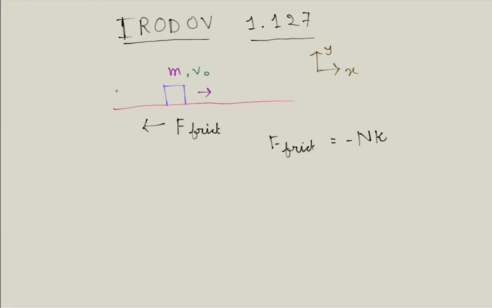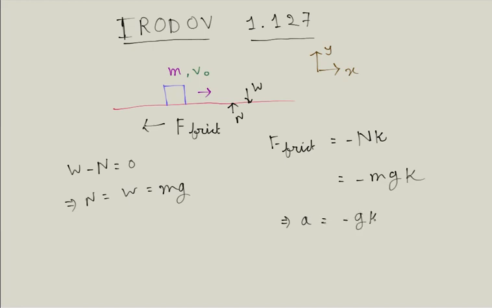So let's try to solve for the normal force. Normal force is working in this direction, and weight is working in this direction. There is no vertical acceleration, so we can write weight minus normal force equals 0. So normal force is equal to weight, that is mass times g. So friction force will be equal to mgk, and the deceleration due to friction force will be a equals minus gk.